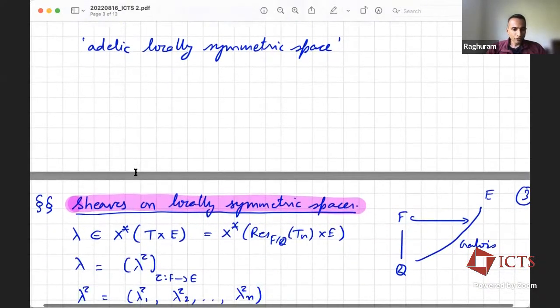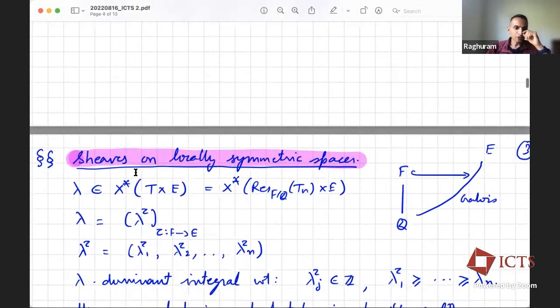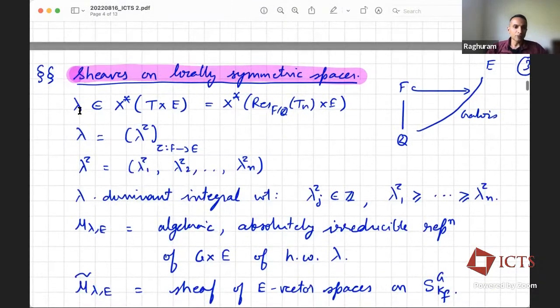I want to introduce some sheaves on these locally symmetric spaces, for which I take a weight lambda on T cross E. I have to tell you what E is. F is my totally imaginary field, which is fixed once and for all. E is a finite, at the moment, Galois extension of Q, which contains a copy of F. This is going to be my field of coefficients.